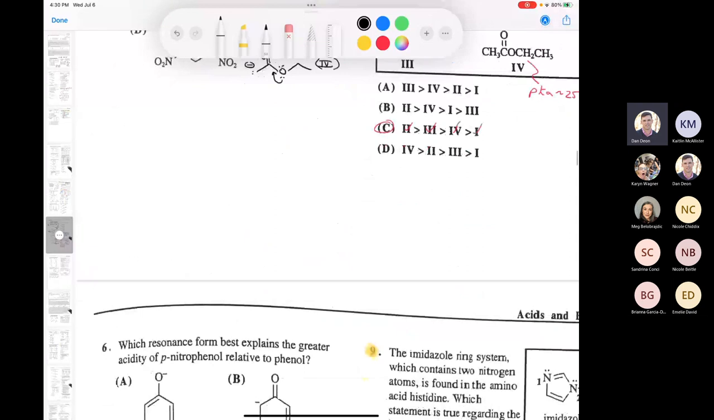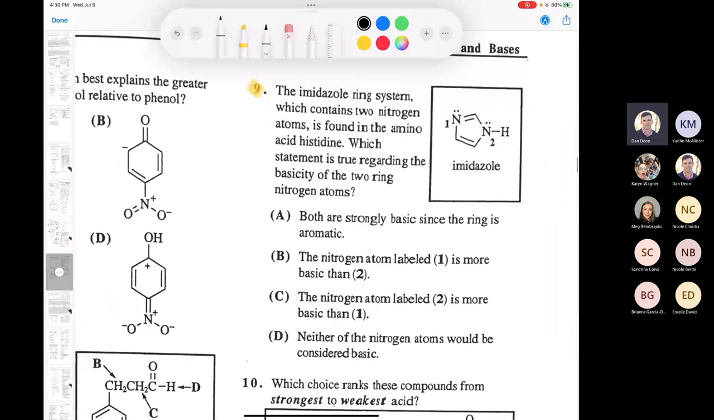All right, let's take a look at this one here. Another question about aromaticity. This is imidazole. If you remember the amino acid histidine, it had an imidazole in it. So imidazole is a pretty common heterocycle. You'll probably see it in biochemistry. It says the imidazole ring system, which contains two nitrogen atoms, is found in the amino acid histidine. Which statement is true regarding the basicity of the two ring nitrogen atoms?